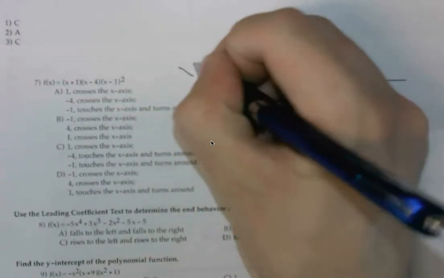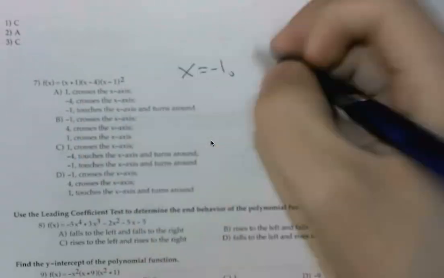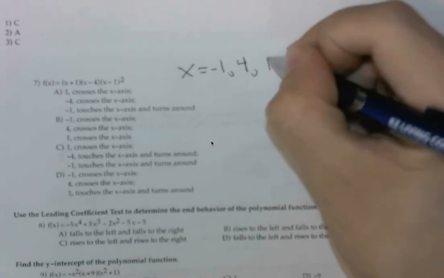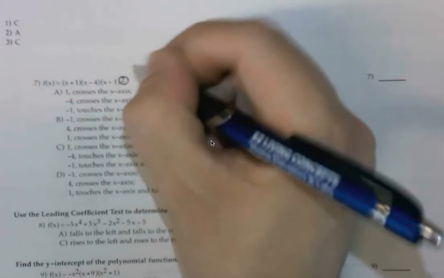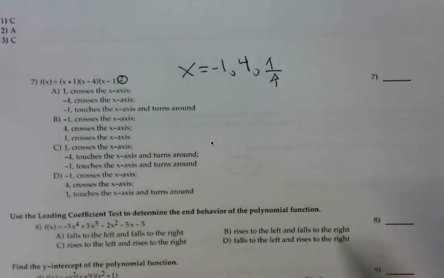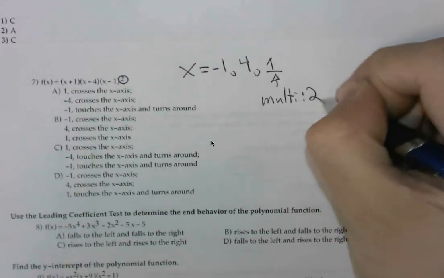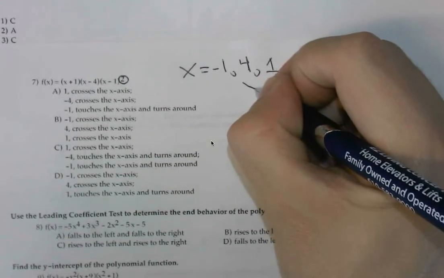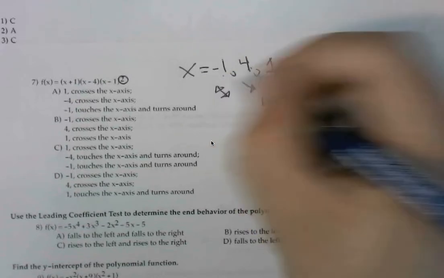Next bit, do the same thing. I'm going to jump ahead here. My zeros, opposite of positive 1 is negative 1. Opposite of negative 4 is positive 4. Opposite of negative 1 is 1. But notice, what's different with this x minus 1? You'll notice that this has multiplicity of 2. So it's going to hit 1, bounce back. Whereas 4 and negative 1 just have multiplicity of 1, so they're just going to slide on through.